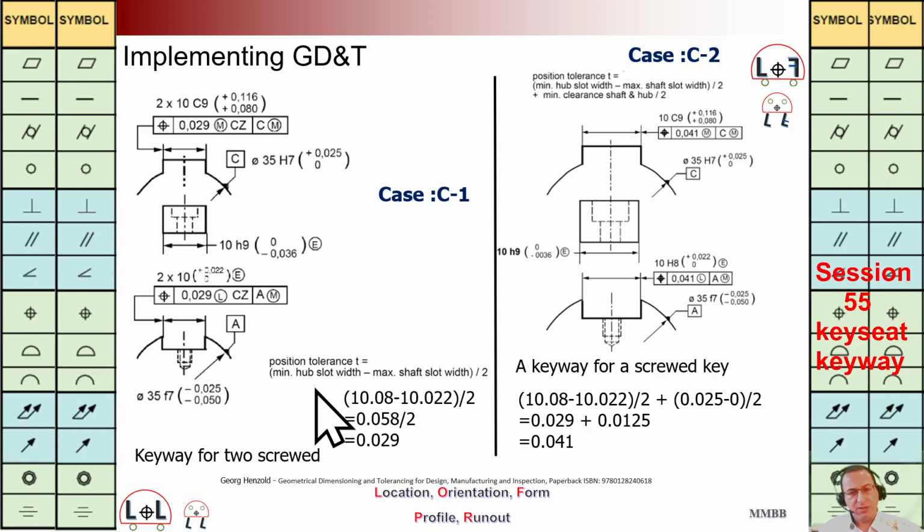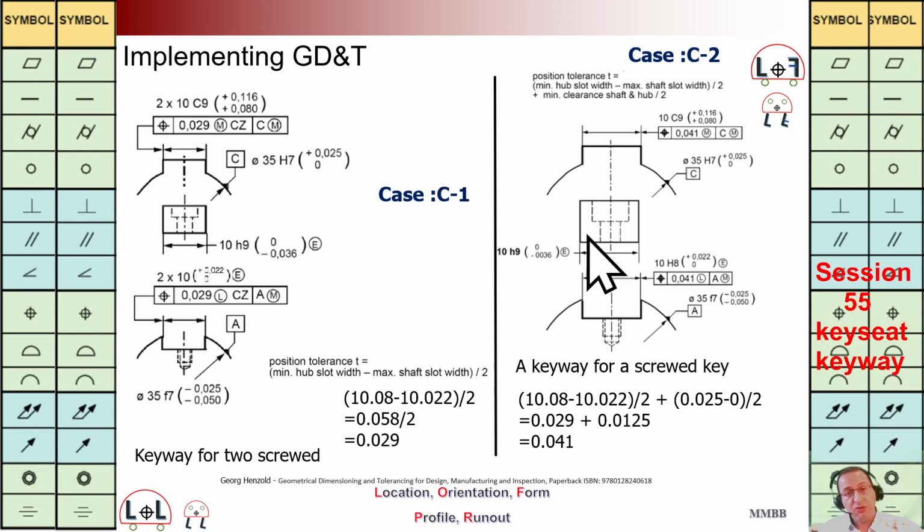We are going to calculate the clearance between hub and shaft slot divided by 2. Here we can see the width of the minimum clearance between the keyway and key slot divided by 2. Here it is 10 plus this value minus, what is here, 10 plus 0.022 divided by 2.